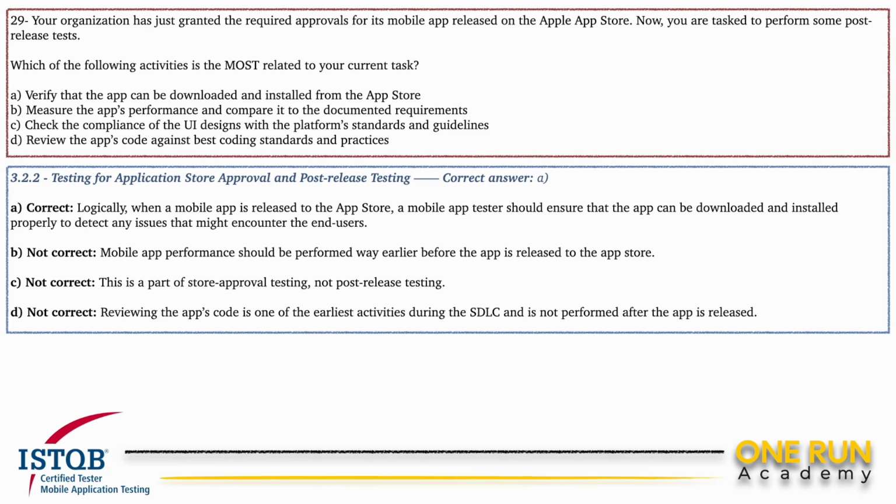Option B is easily recognized as incorrect. Performance testing should have been completed way before the app was released to the App Store. Measuring performance and comparing it to requirements isn't the primary focus at this stage. Moving to option C. Again, this activity should have been performed during store approval testing, not during post-release testing. By the time the app is live, compliance issues should already have been identified, addressed, and resolved. Finally, option D is without a doubt an incorrect option. Code reviews are some of the very earliest SDLC activities and are not relevant to post-release testing.